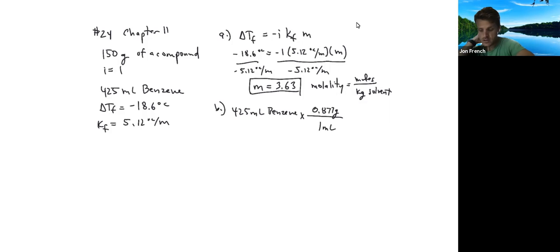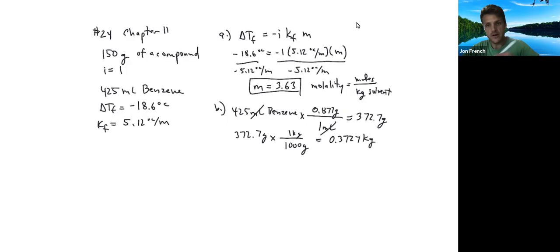So we multiply, and milliliters cancel out. We have approximately 372.7 grams of benzene. The next step is to convert that into kilograms, because we need to know how many kilograms of solvent we have. We know there are 1,000 grams in 1 kilogram, so we divide by 1,000 and get 0.3727 kilograms of solvent.